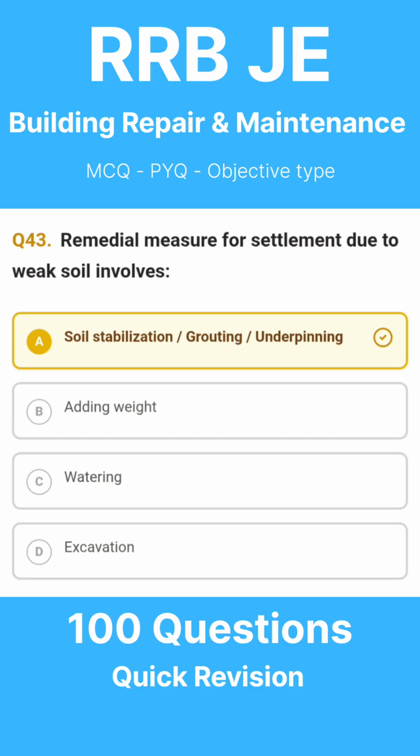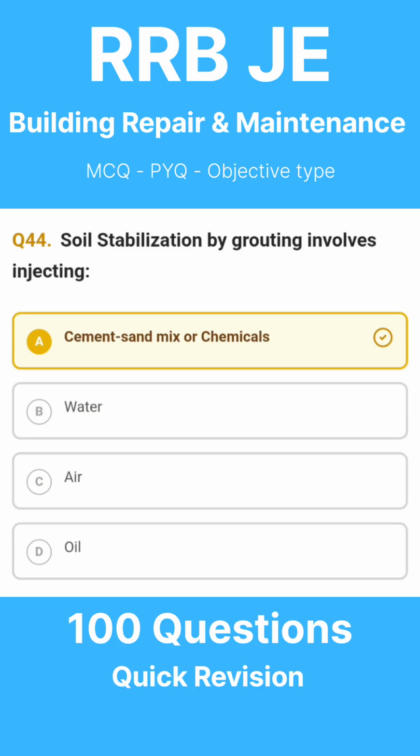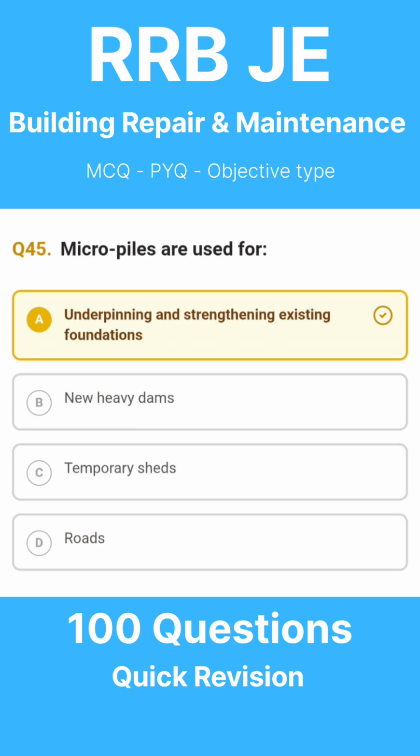Question 43. Remedial measure for settlement due to weak soil involves. The correct answer is soil stabilization or grouting or underpinning. Question 44. Soil stabilization by grouting involves injecting. The correct answer is cement, sand mix, or chemicals. Question 45. Micropiles are used for. The correct answer is underpinning and strengthening existing foundations.